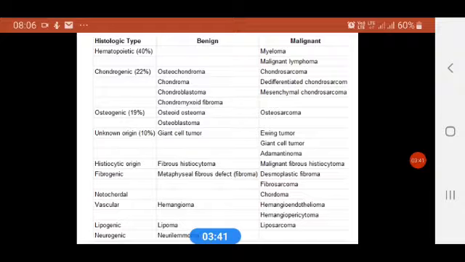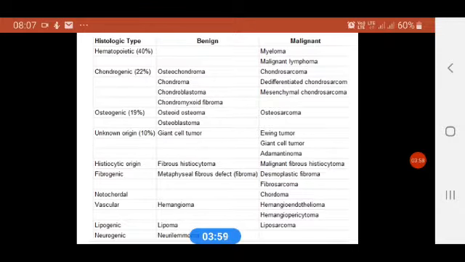Then you have the osteogenic ones, which have been divided into benign and malignant. Now the benign ones are osteoid osteoma and osteoblastoma, and the malignant all-time favorite is osteosarcoma.